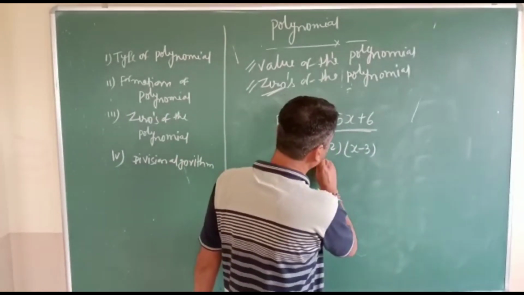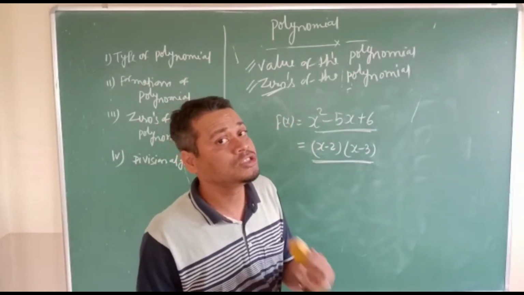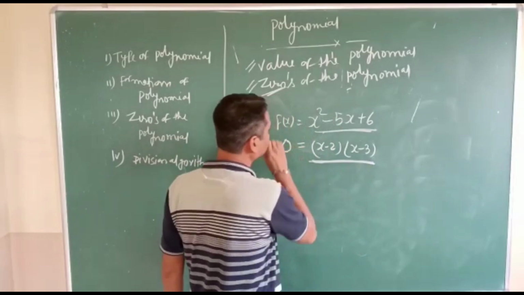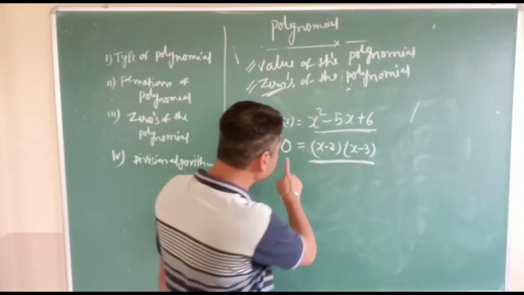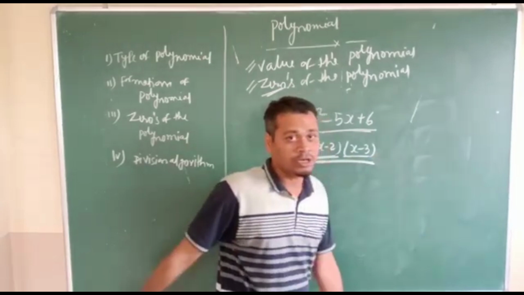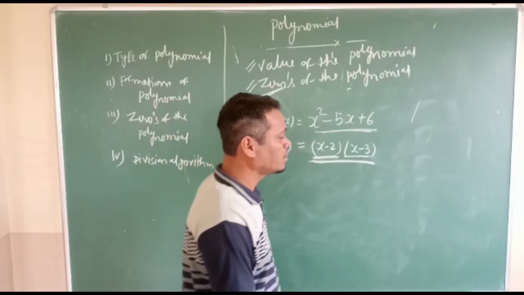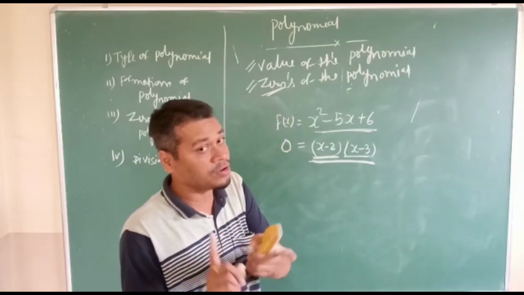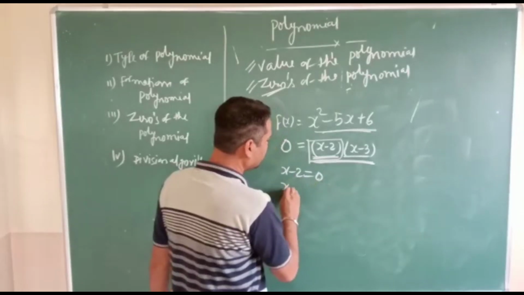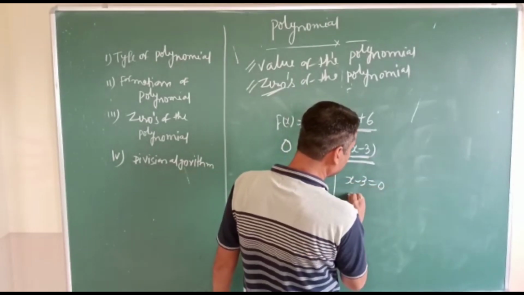Now, when I tell you to find the zeros of the polynomial, what does that mean? It means the expression should give me how much? 0. So the expression should give me 0. Now, when the expression is giving me 0, on the right side, if you observe, these are the product of two terms. Now, when the product of two terms is 0, that means either one term is 0 or both terms are 0. Correct? If this is 0, that means x minus 2 is equal to 0 and x is equal to 2. Or if this is 0, that means x minus 3 is equal to 0 or x is equal to 3.